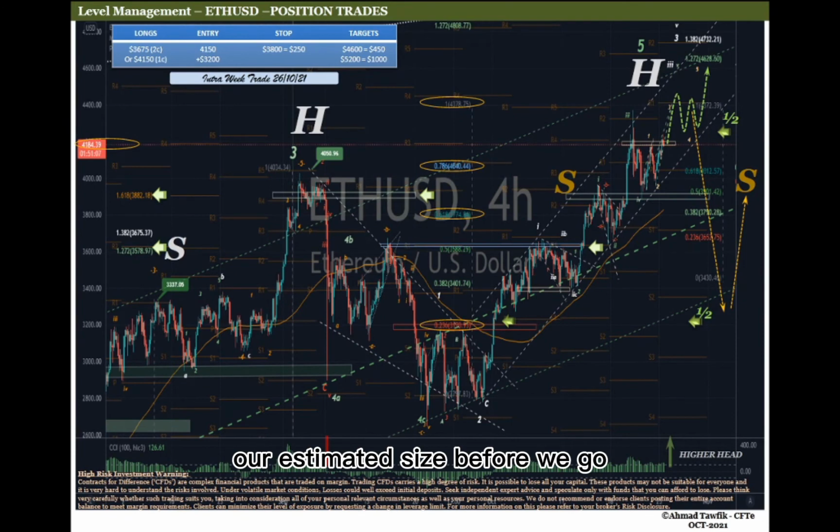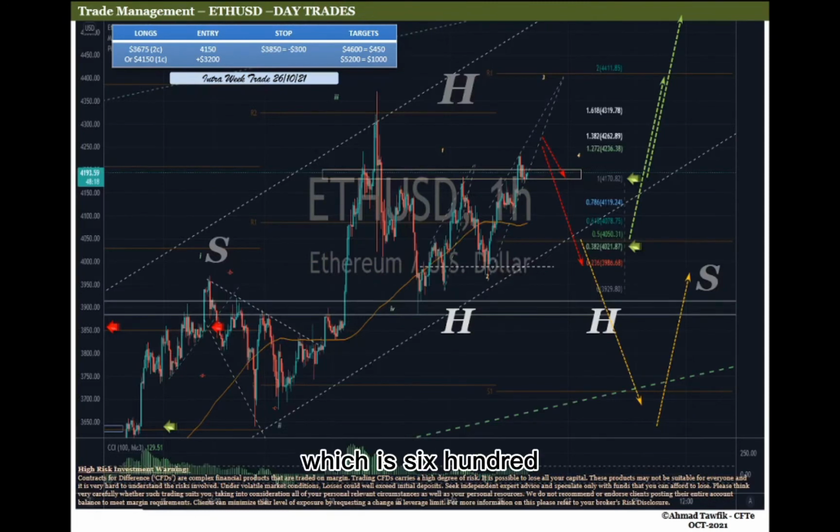So our estimated size before we go live is going to be about 2 coins, one coin at 4,150, another coin at 3,200. Usually if you are going to be using 2 coins, with these current stop levels and entry bounce levels, you'll probably be risking around 6 or 7%, which is $600-700 floating loss on a $10,000 account. Okay, so let's move to trade action now.